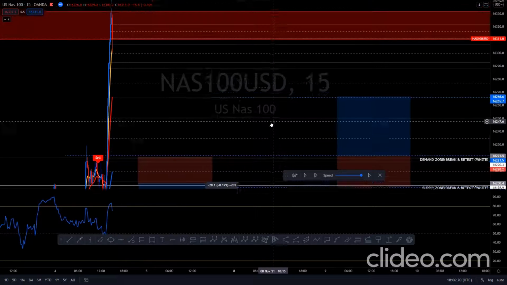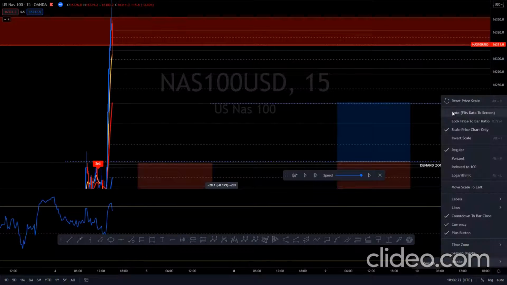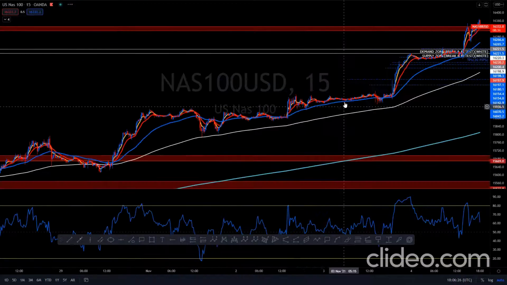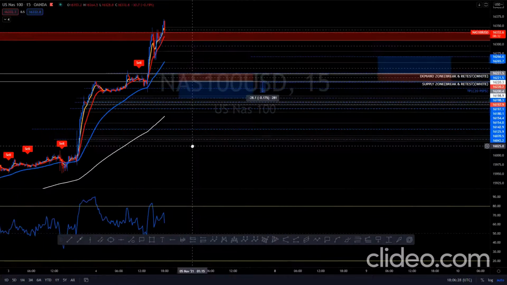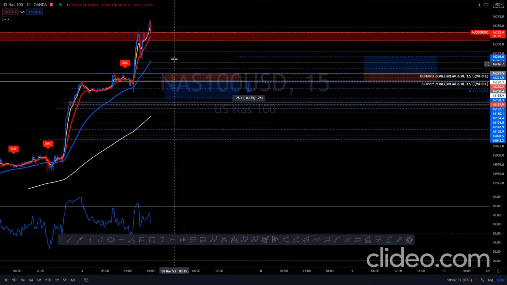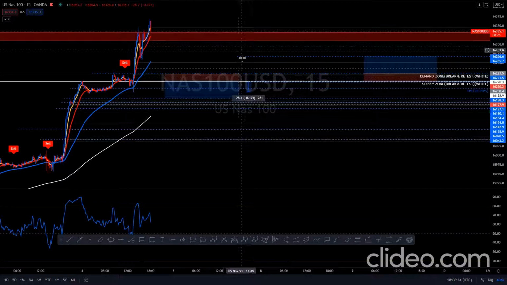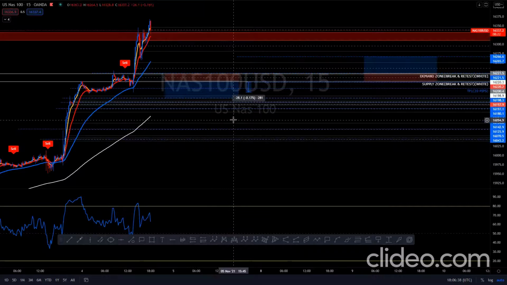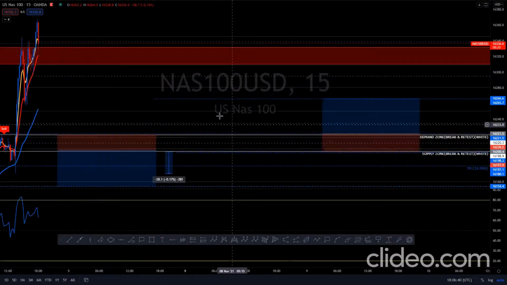All right. So when I fit the screen and go to current price, you can see that they're going to start selling to fill this imbalance and then maybe bring price up again. But then eventually it's going to come back down to these imbalances here. All right. But that's how I won this trade.